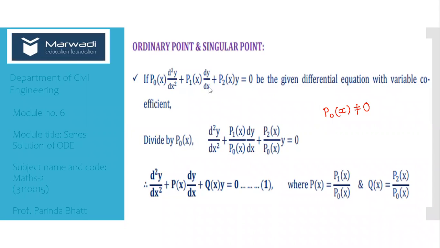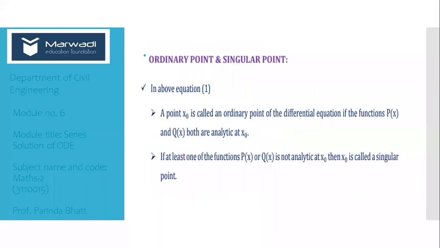This is the form of the given differential equation. We divide the whole equation by p0 of x, with the condition that the p0 of x term is not equal to 0. Then we give one notation: p1 of x by p0 of x is denoted by capital P of x, and p2 of x by p0 of x is denoted by Q of x. Then we discuss, using this equation, the ordinary point and the singular point.